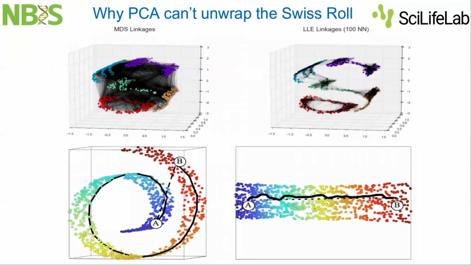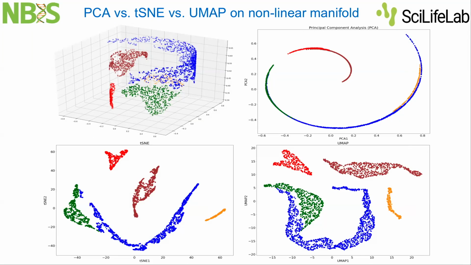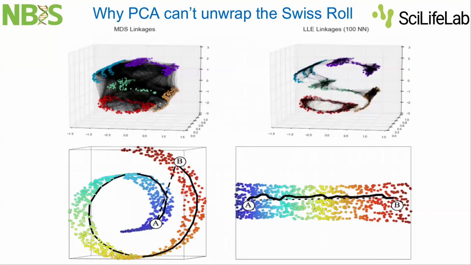And the reason why PCA failed here was because essentially PCA or MDS try to preserve distances between all pairs of data points. So they generate this fully connected graph. And they don't prioritize any distances. They say that all distances between my data points are equally important.